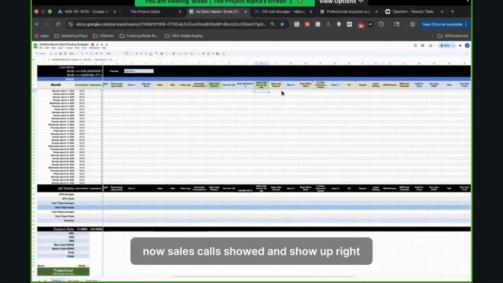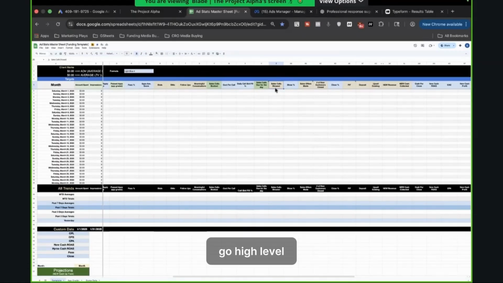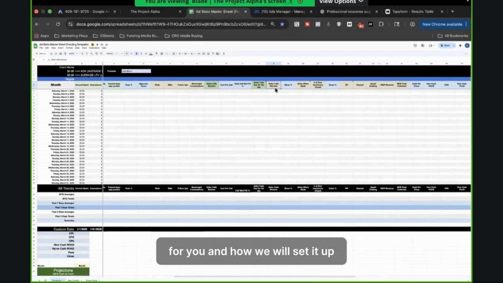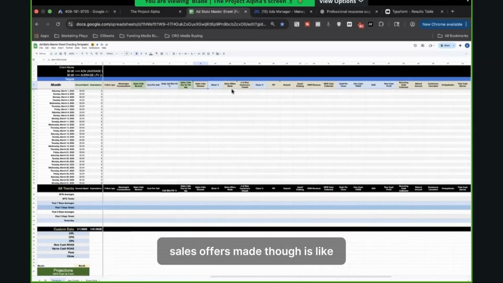Okay. Now, sales calls showed and show up rate will automatically populate based upon GoHighLevel. I'm going to show you this in a second because you are using Zoho. So I'm going to show you a slightly different way of doing this for you and how we will set it up.